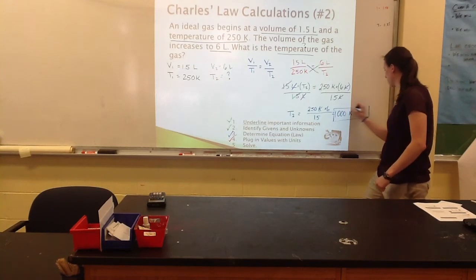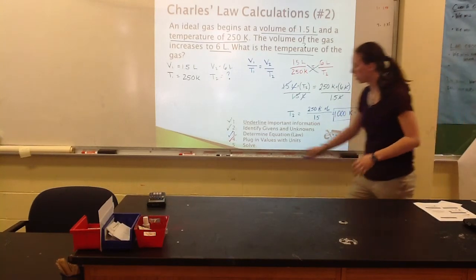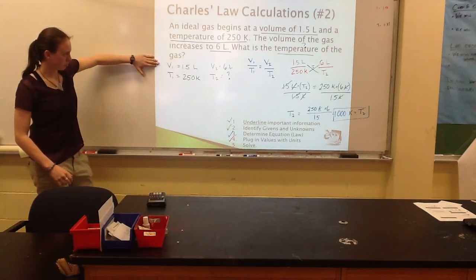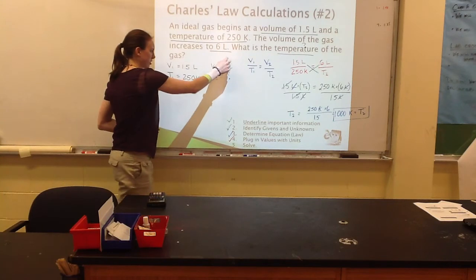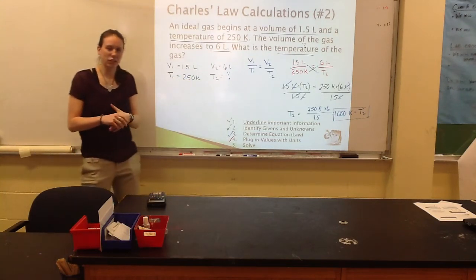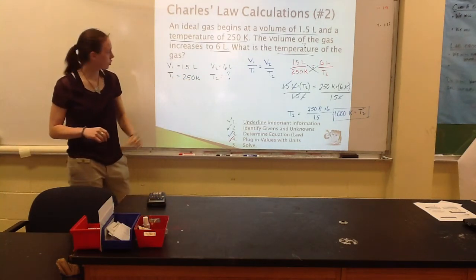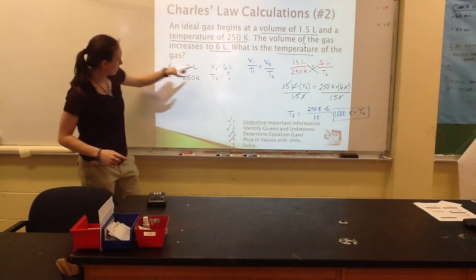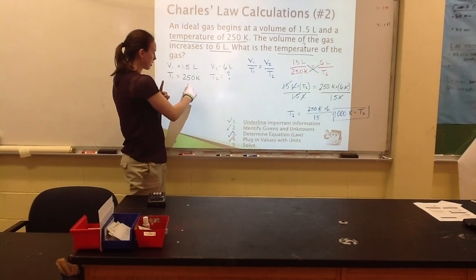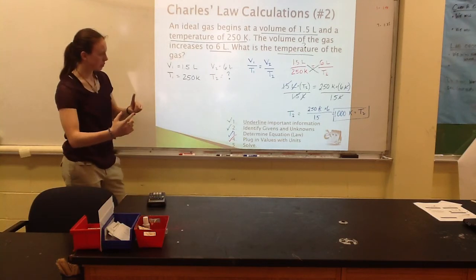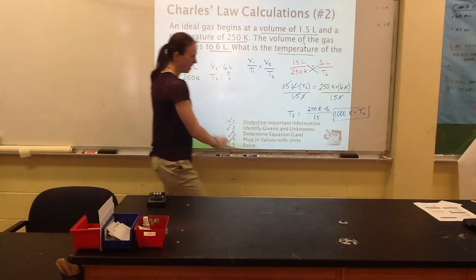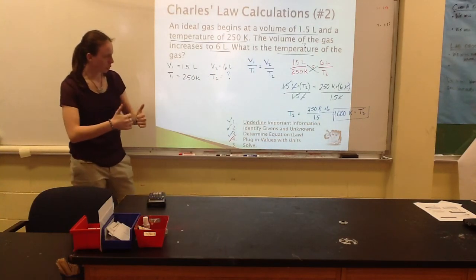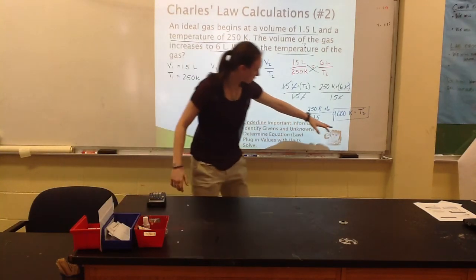But let's double check and make sure that this makes sense. We had an initial volume of 1.5 liters. Our volume then increased to 6 liters. We said that Charles' law is a direct relationship: if one goes up, the other goes up. So we increased our volume, which means that our temperature should increase. And as we notice, 250 increases to 1,000. Both are increasing, so it checks out, and we have our units in our answer.